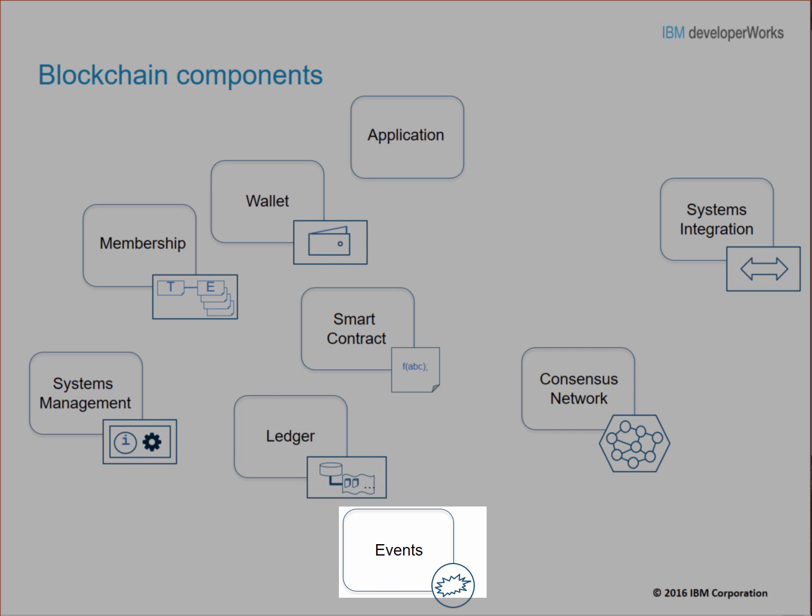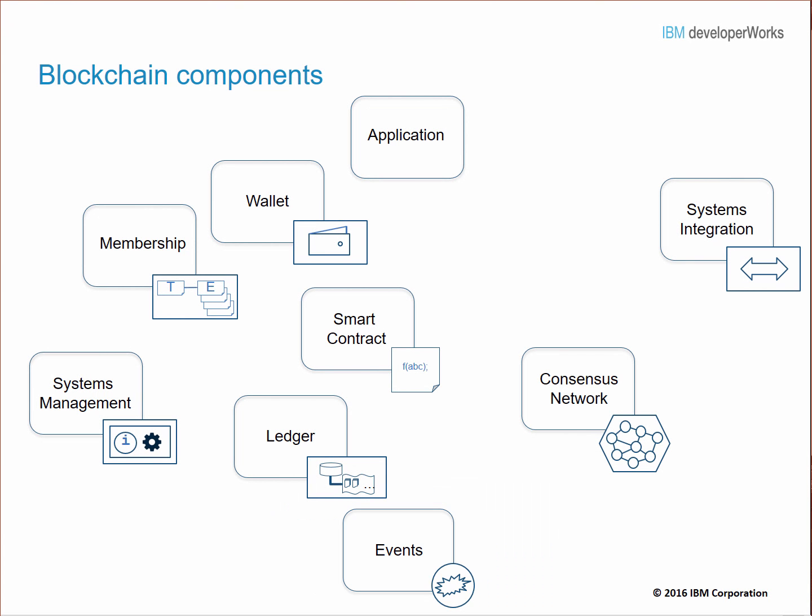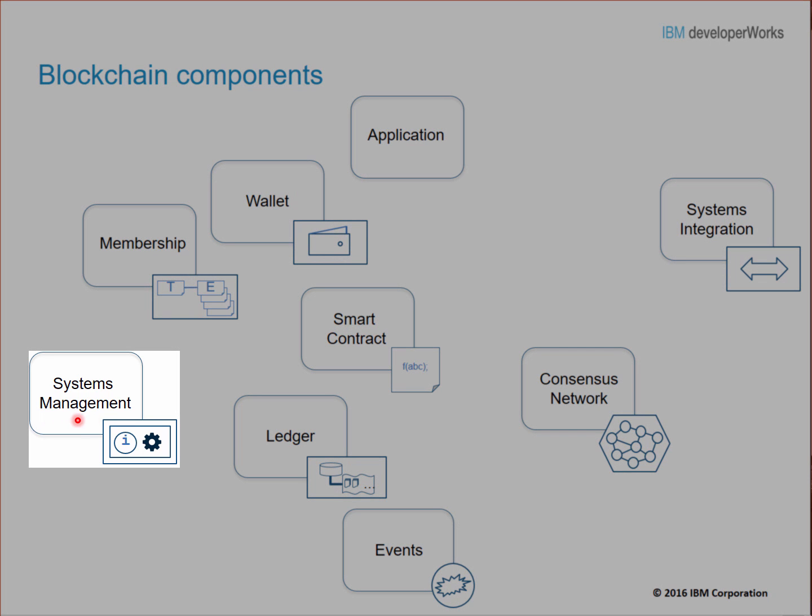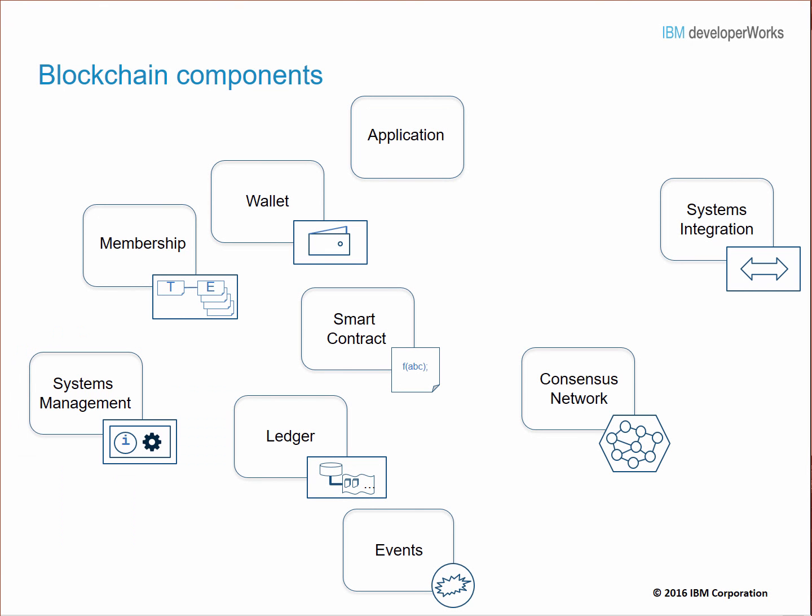Next, let's look at events. Various events are generated during the operation of the network. For example, when a new block is added to the blockchain or when a smart contract is invoked. Notifications for these events will be generated by the event component. Next, let's look at systems management. This component provides the ability to create, monitor, and manage the various other components within the blockchain. So whether it's actually bootstrapping a blockchain network for the first time, to tweaking a blockchain network, adding additional smart contracts, and so on. This is all done by the systems management component.